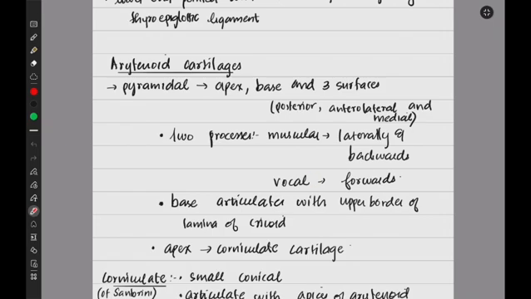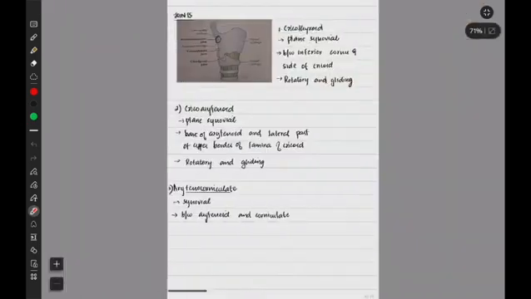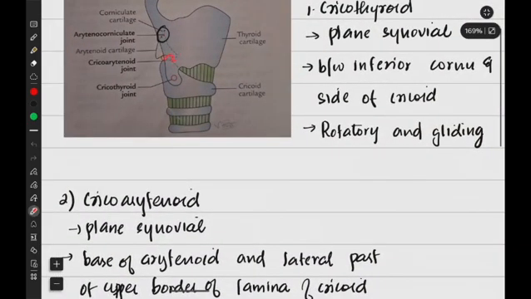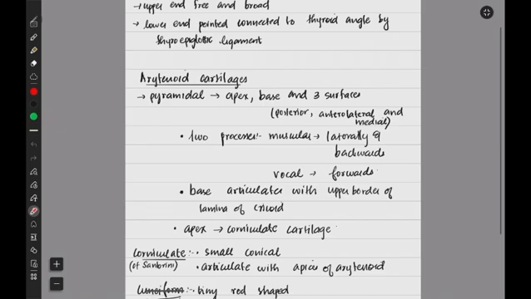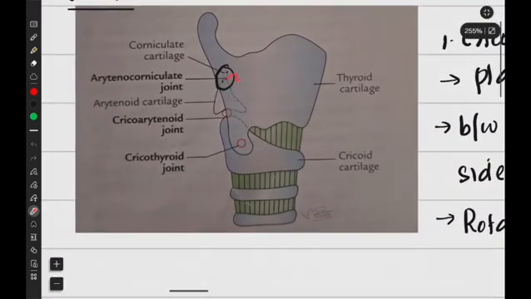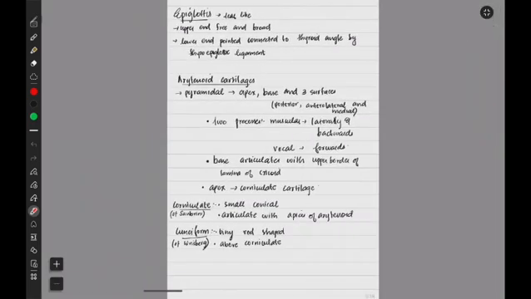Vocal processes project forwards. Then the base of the arytenoid cartilage articulates with the upper border of the lamina of the cricoid, and apex of the arytenoid cartilages articulates with the corniculate cartilage. Here we can see apex of the arytenoid cartilage and it articulates with the corniculate cartilage. So that is about the arytenoid cartilages.